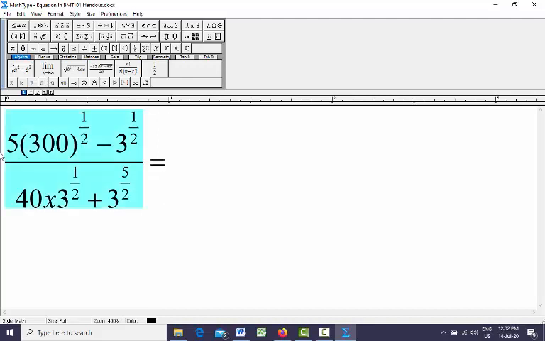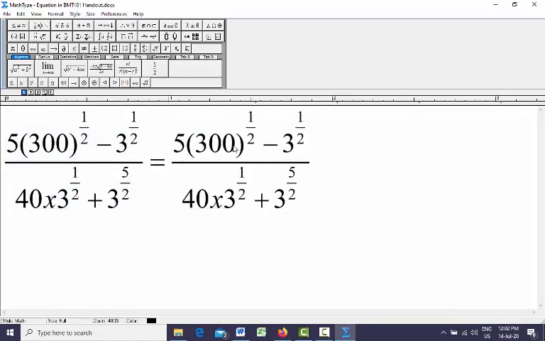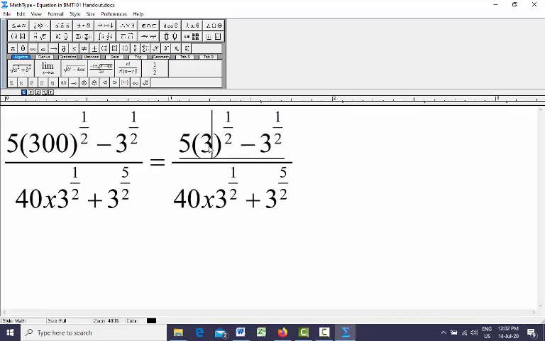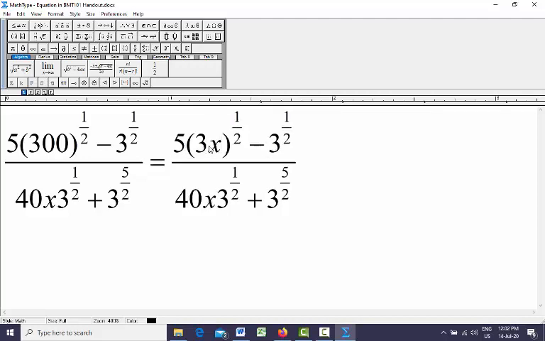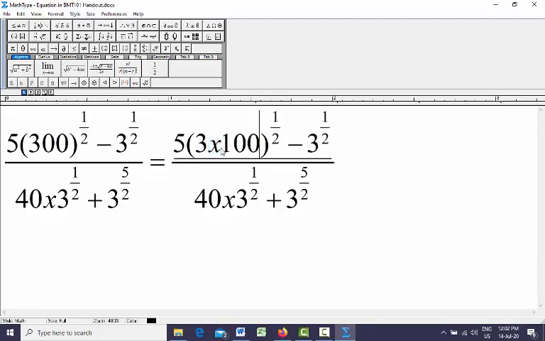So this one can be written as, let me write it like this. So this is not an x, this is a multiplication sign. So 3 multiplied by 100, we can write it this way. So 300, we can break it like 3 multiplied by 100. Okay, good enough.